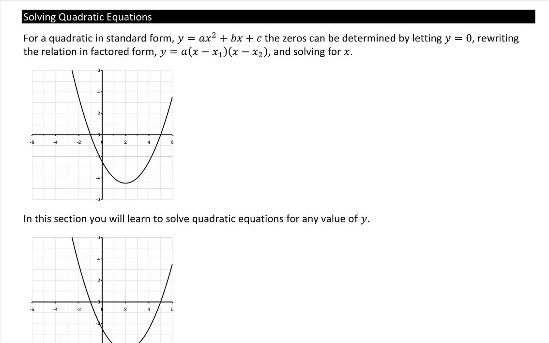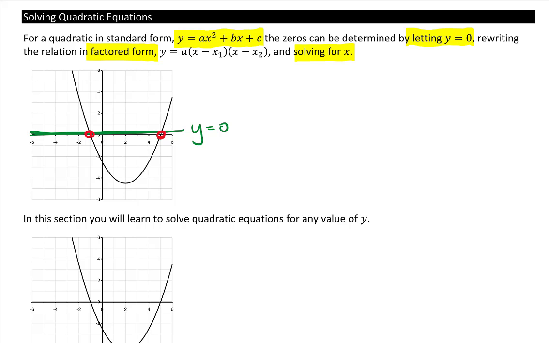We are now going to look at solving quadratic equations. Recall, for a quadratic in standard form, where y equals ax squared plus bx plus c, the zeros can be determined by letting y equal 0, rewriting the relation in factored form, and solving for x. So what we're doing is we're actually solving for the intersection of the line y equals 0 with the parabola, and that's where we find the two zeros.